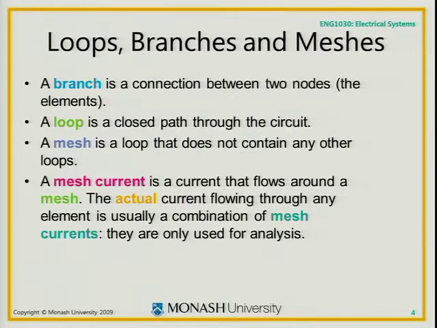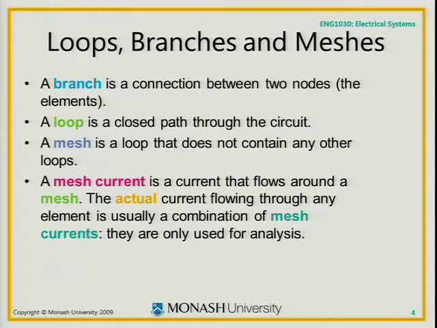So, just a reminder, a branch is a connection between two nodes. They're the elements, the resistors, the voltage sources, the dependent current sources. They are the branches or the elements. A loop is a closed path through the circuit, starts at one node, finishes back there, doesn't pass through any node twice. A mesh is a loop that does not contain any other loops. So, a thing that you couldn't have any other loop inside it.